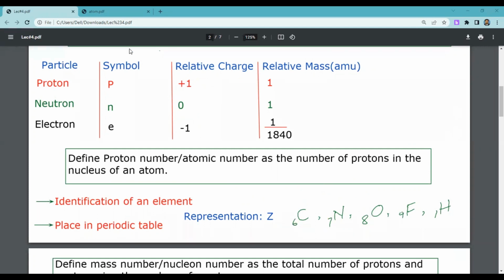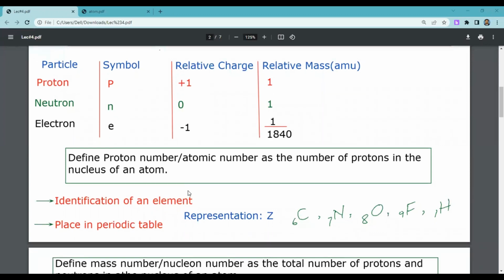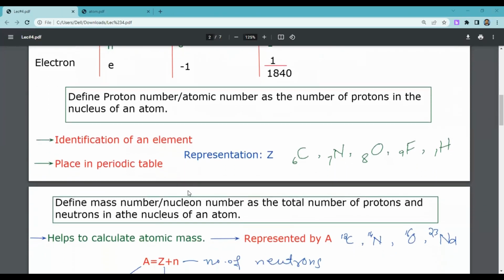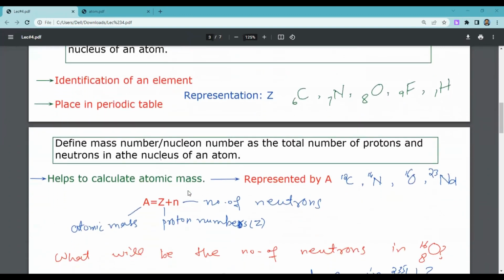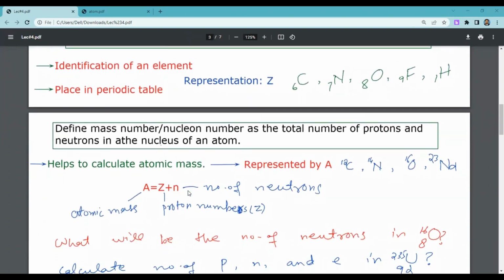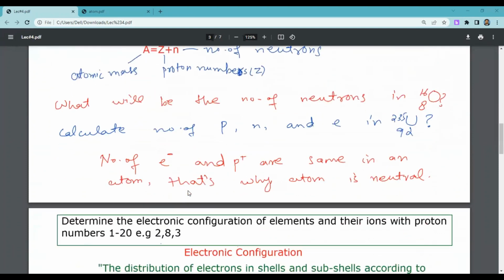I hope this is clear about atomic number. If an element is provided to you, then you can find its atomic number by seeing only the subscript of the element.